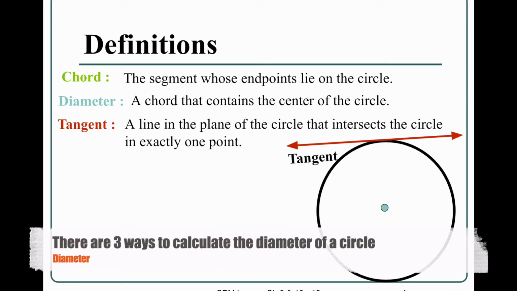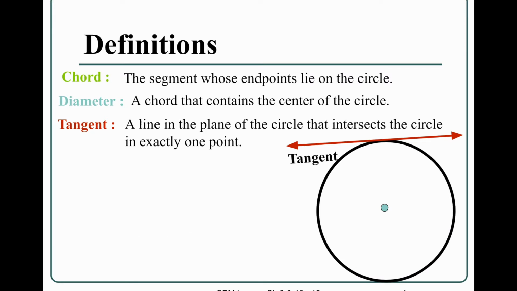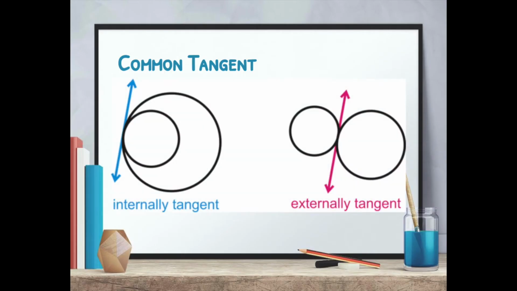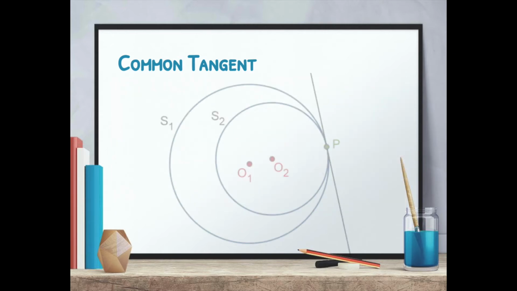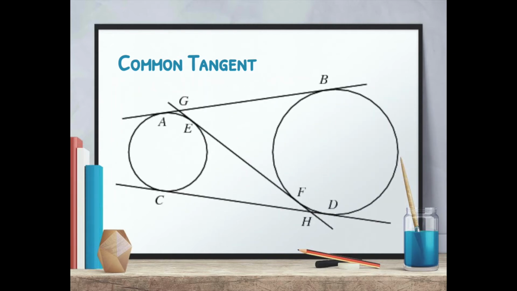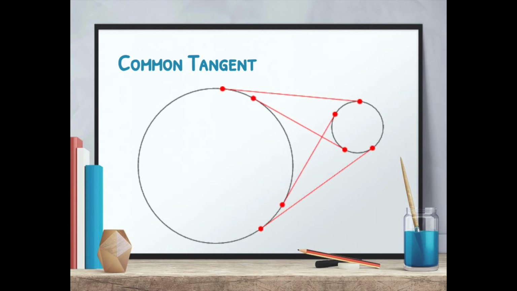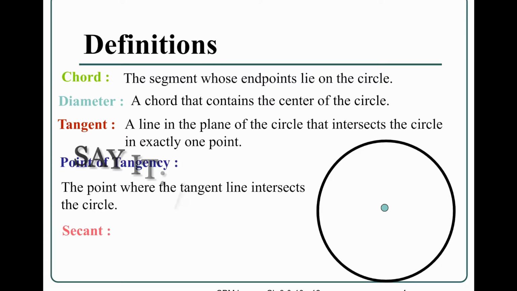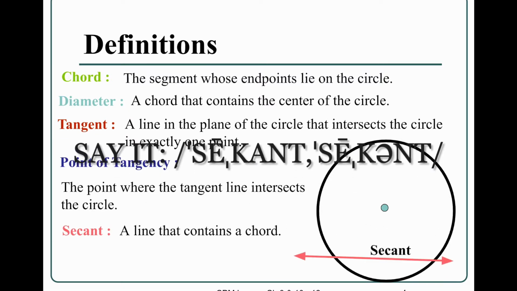Tangent. Tangent is a line in the plane of the circle that intersects the circle in exactly one point. And the point of tangency is the point where the red line intersects the circle. Secant. This is a line that contains a chord. So secant is an extended chord.